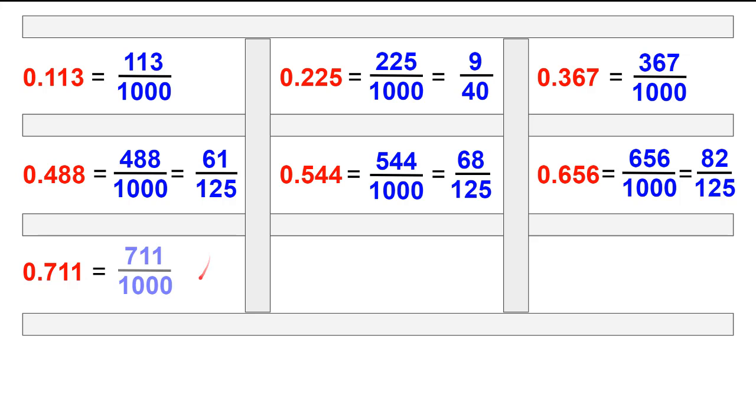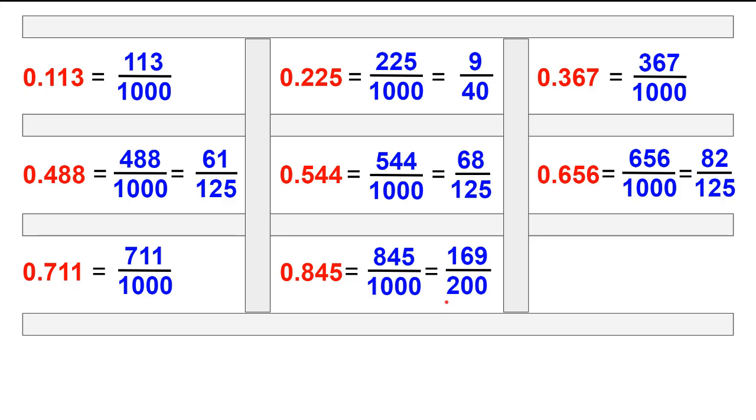0.711 is 711 over 1,000. It cannot be simplified. 0.845 equals 845 over 1,000. Divided by 5, both of them, you get 169 over 200. 0.913 equals 913 over 1,000. Cannot be simplified. This is the simplified fraction.